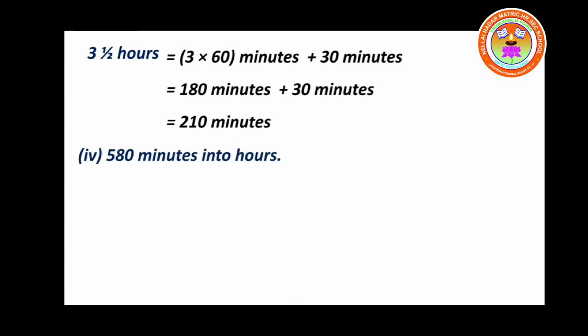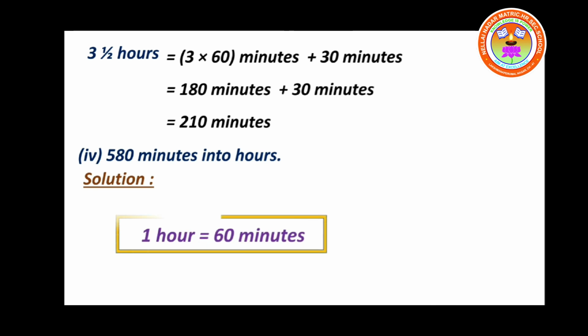Okay. Now let us move on to subdivision 4. 580 minutes into hours. I want to convert from minutes into hours. Let us move on to the solution, children. 1 hour is equal to 60 minutes. You all know this conversion. Now I am going to convert the 580 minutes into hours. So I am going to divide 580 by 60 to convert into hours.